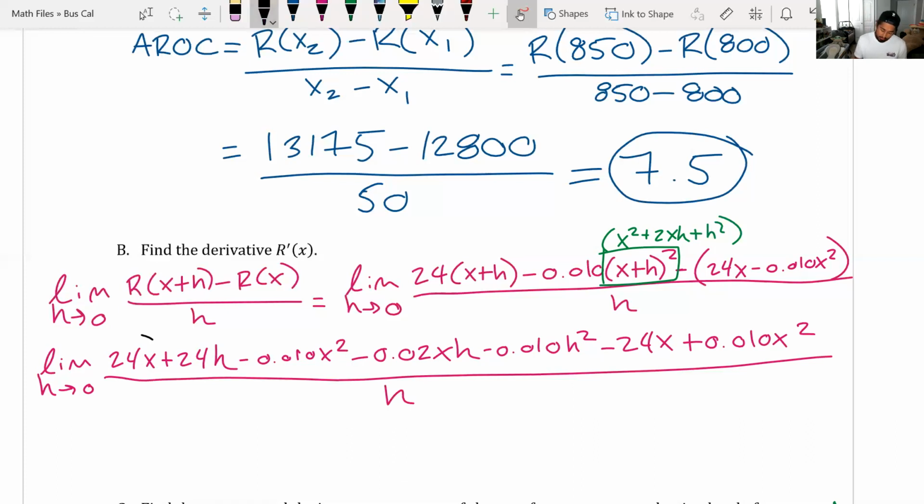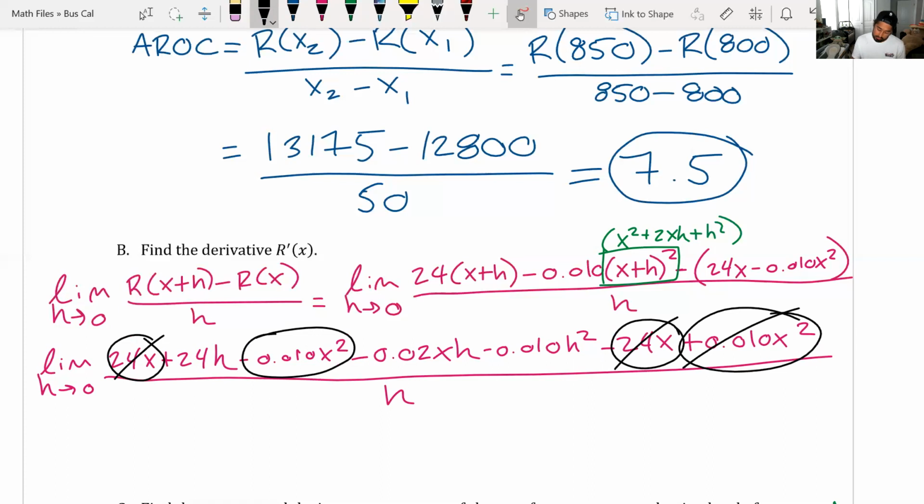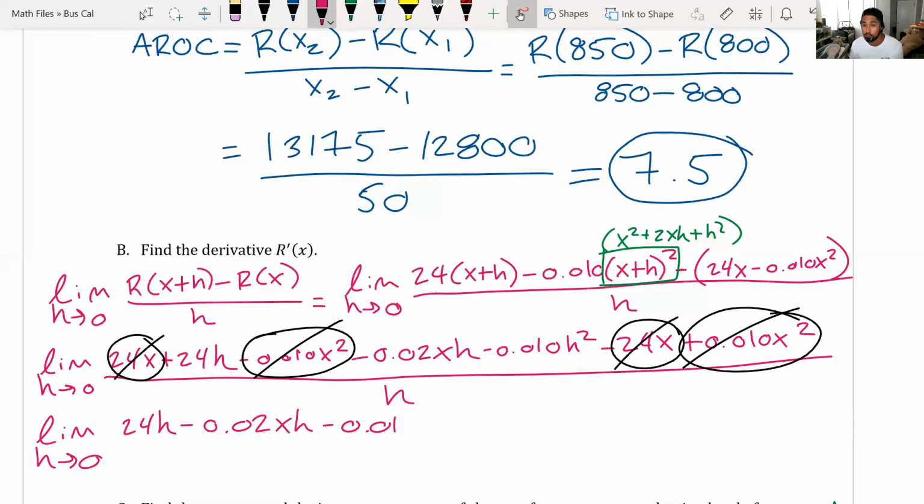Okay. Now, this 24 and that 24, gone, gone. This x squared and that x squared, gone, gone. All right, what do we have left? The limit as h approaches zero of 24h minus 0.02xh minus 0.01h squared, I think I could just write it that way. Pretty sure I could get away with that. All over h. Okay, and like always, factor the h out from the numerator and we're done.